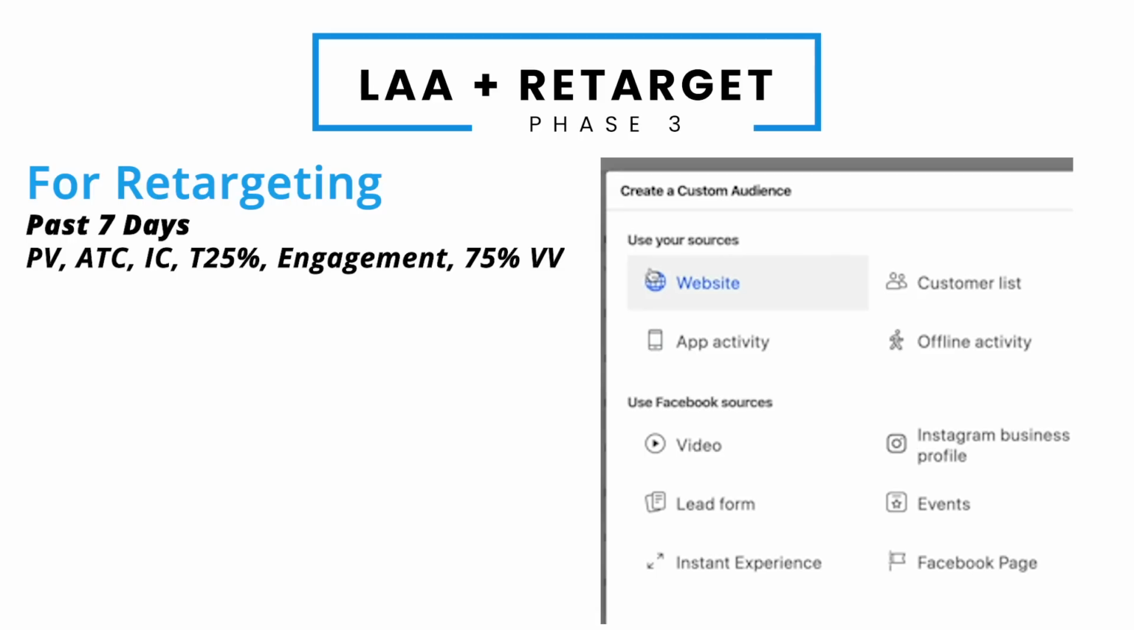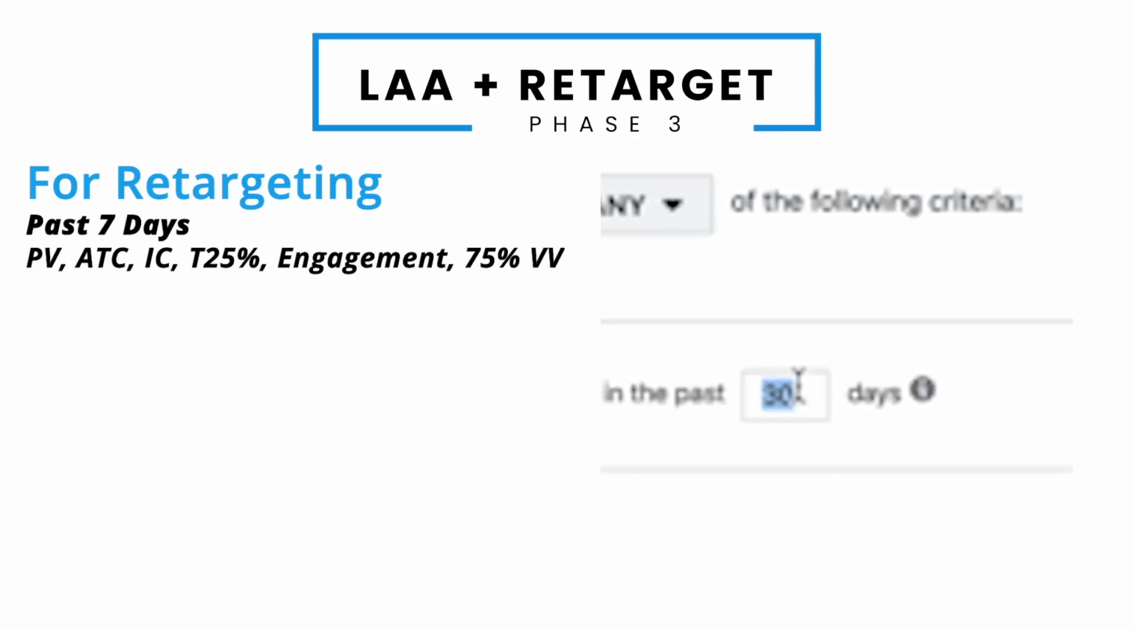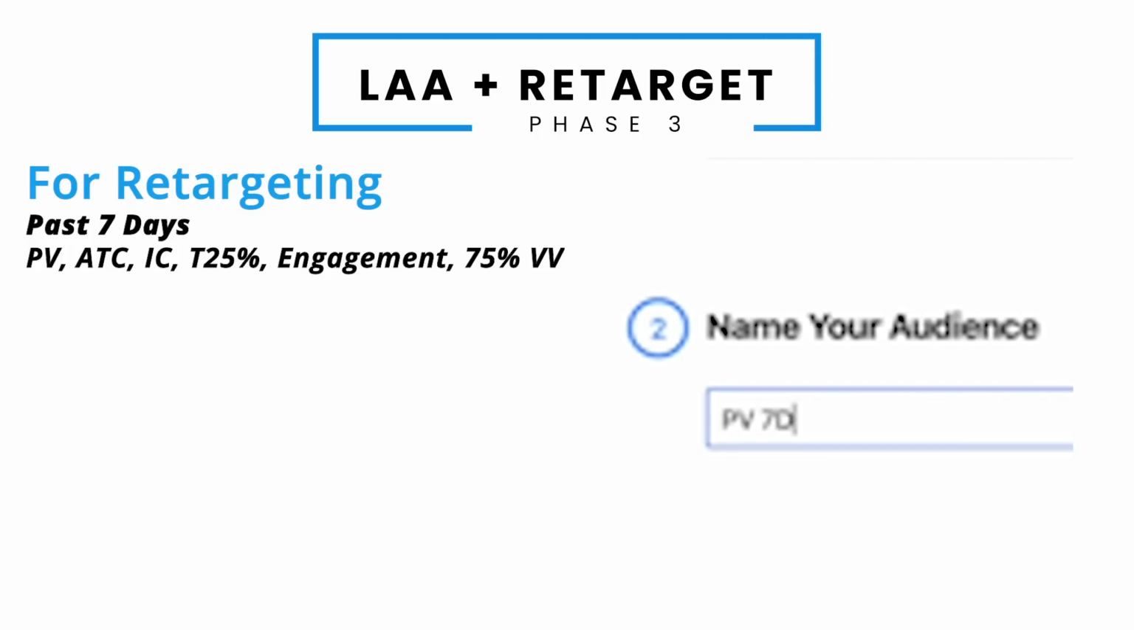You should make all of these custom audiences only using people from the last 7 days because that's what we found to be the most effective for retargeting. Older audiences might work as well, but it may lower the profitability of your retargeting campaign. You should also name these audiences with something like 7D in the name so that they are easy to find later on when you're making the actual ad sets for the retargeting campaign.